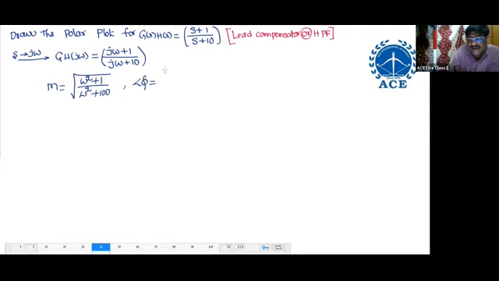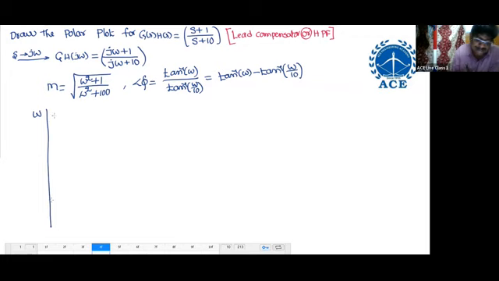So what will I get? Tan inverse omega minus tan inverse omega by 10. Now write the tabular form.